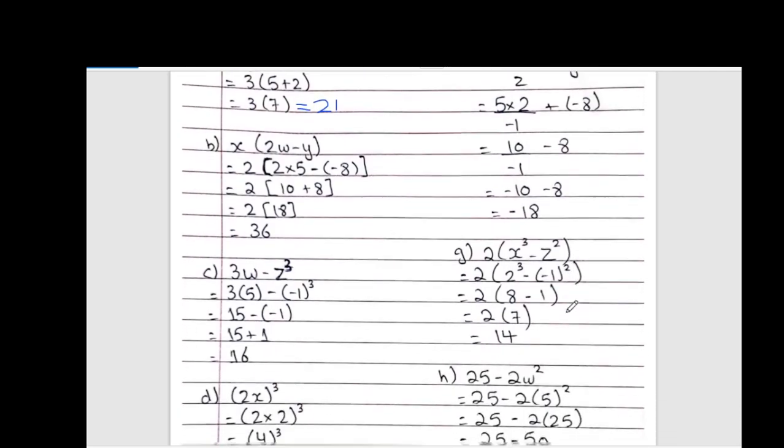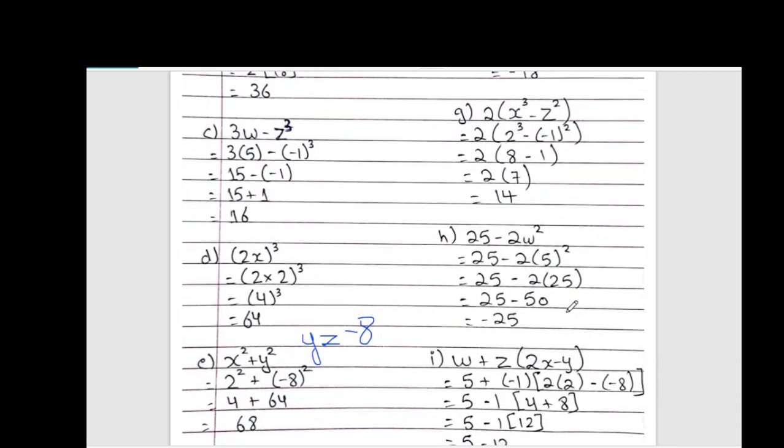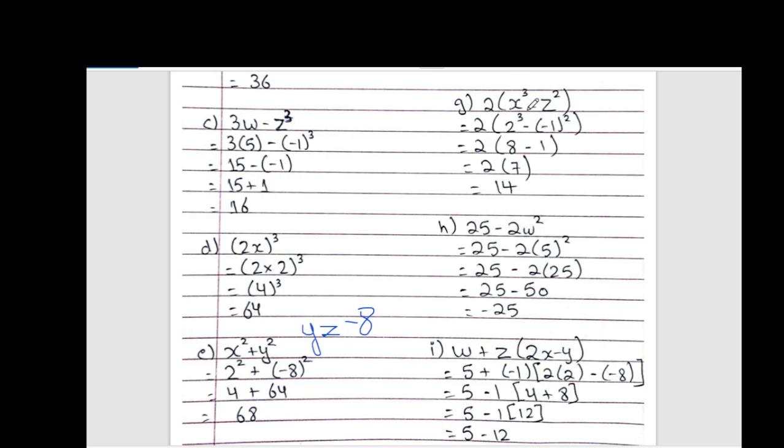Then G part. In G part, the expression is 2 into x cube minus z square. So the value of x is 2 and the value of z is minus 1. 2 cube is 8, minus as it is, minus 1 square will be positive 1, plus and plus 1, then minus 1 will be minus 8, minus 1 will be 7, 7 into 2 will be 14.